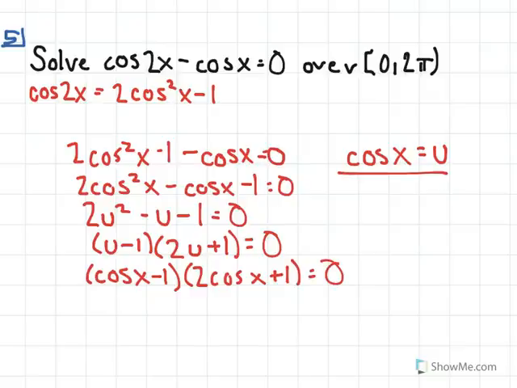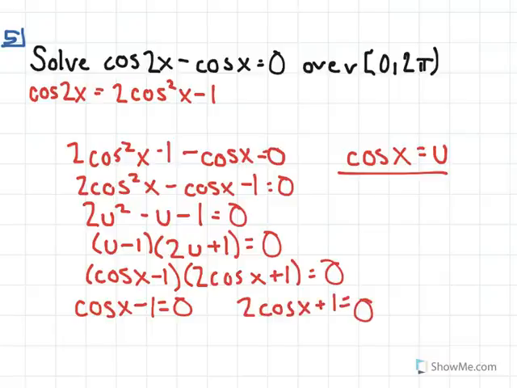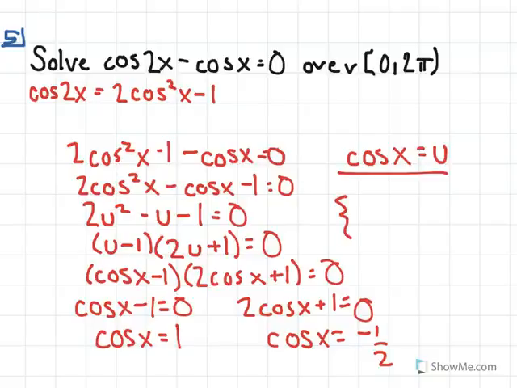And so then, similar to all our problems previously, we just solve for each part if it were equal to 0. So cosine x minus 1 equals 0, or 2 cosine x plus 1 equals 0. So we're looking at either cosine x equals 1 or cosine of x equals negative 1/2. So in that case, our solution set on 0 to 2 pi would be 2 pi over 3, 4 pi over 3, and 0.